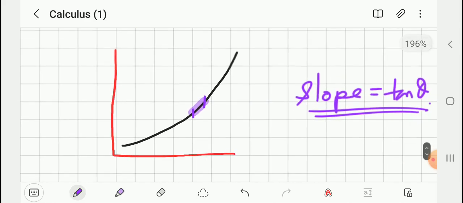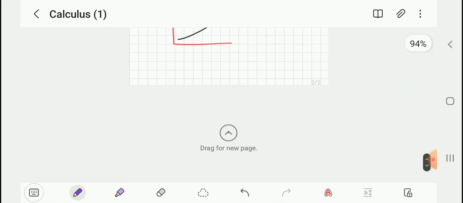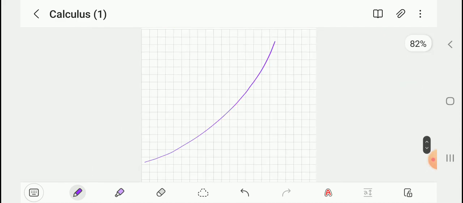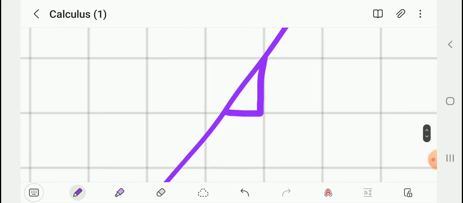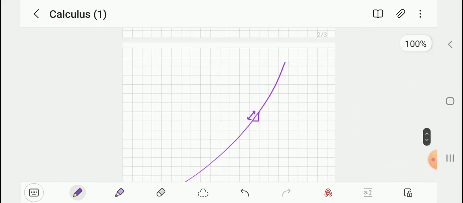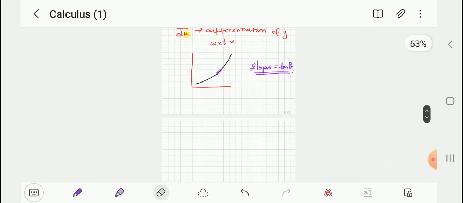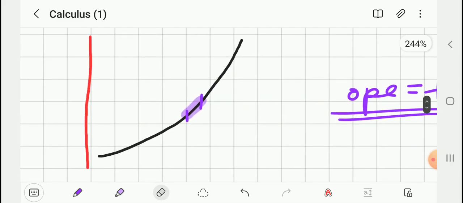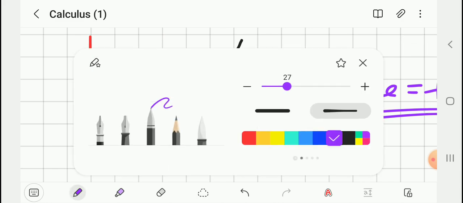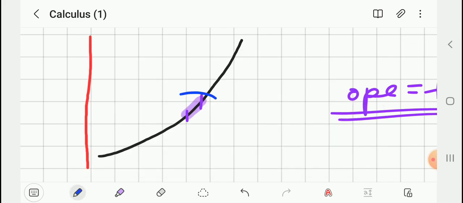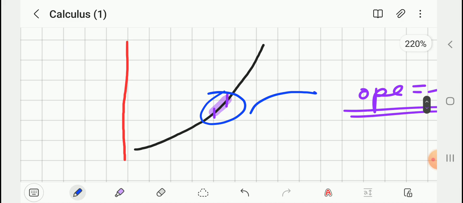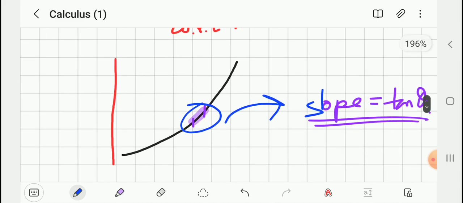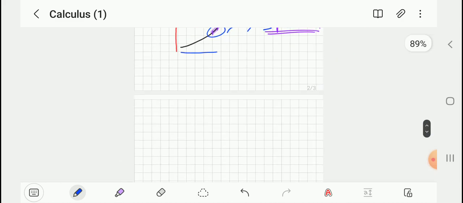If I draw a curved line and zoom in very big, I can find it's a straight line. The same concept is applied over here. If we take a very small section of this curve, from here we can find the slope. Let's move.